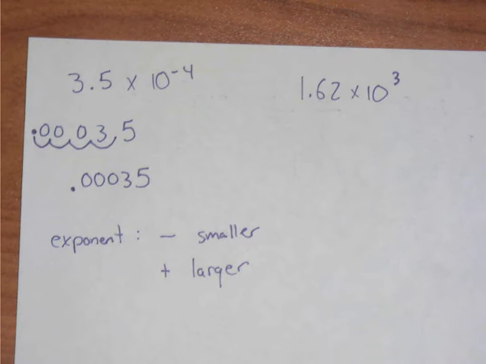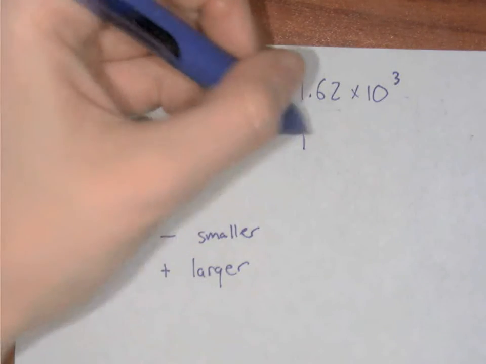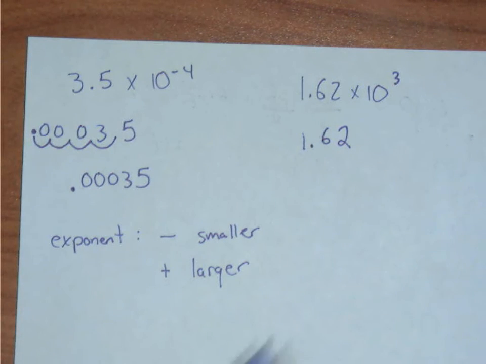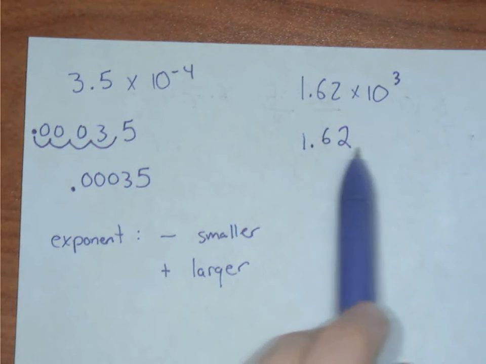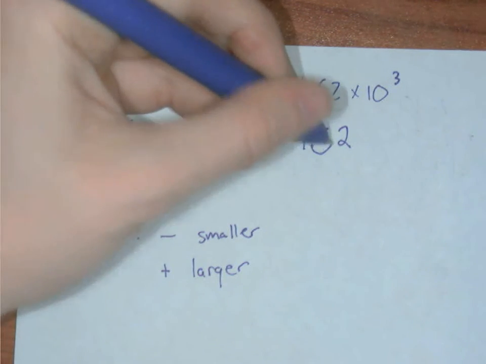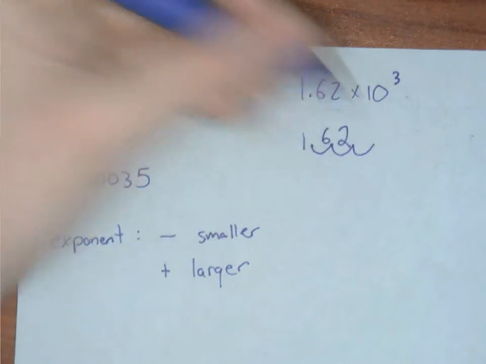Taking a look at our next example, we've got 1.62 times 10 to the 3rd. The fact that this is positive tells us that we need a number that's bigger than 1.62. And the way we do that is to move our decimal point to the right. So we move our decimal point to the right 3 places. We're going to take our decimal and go 1, 2, 3.